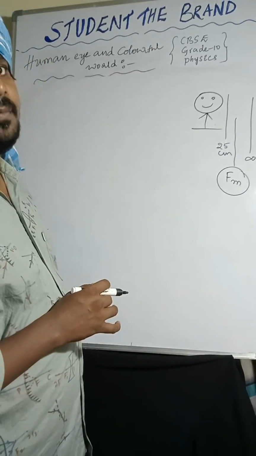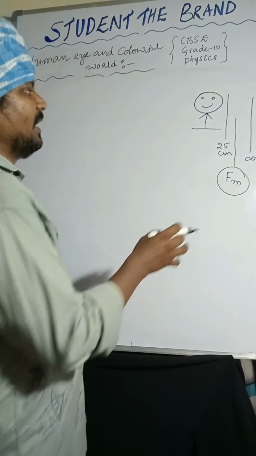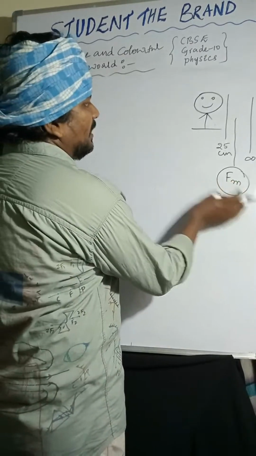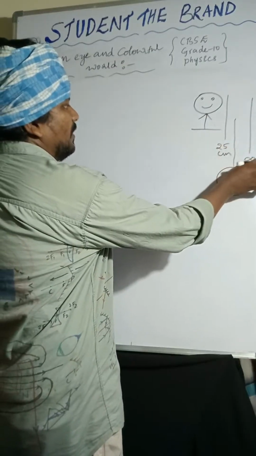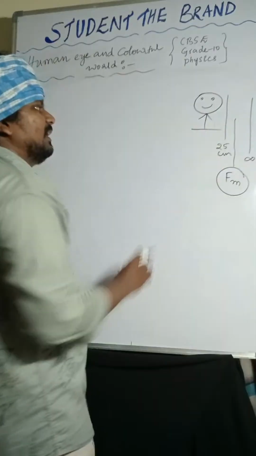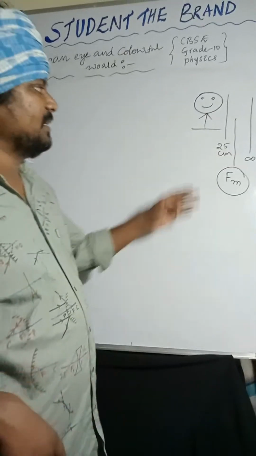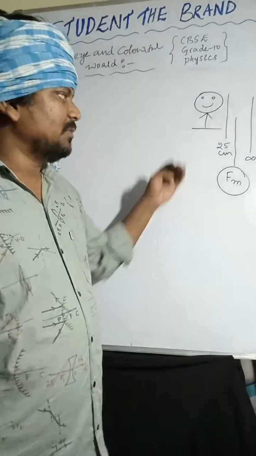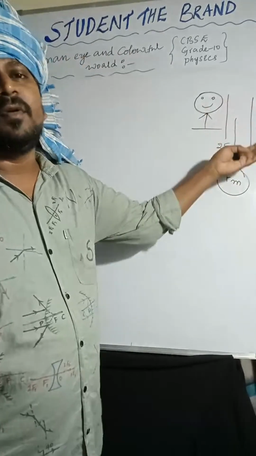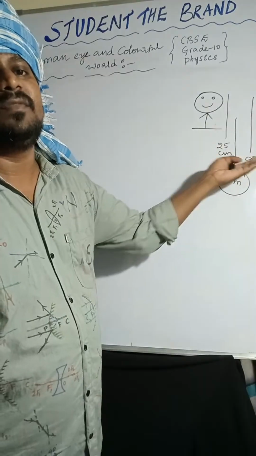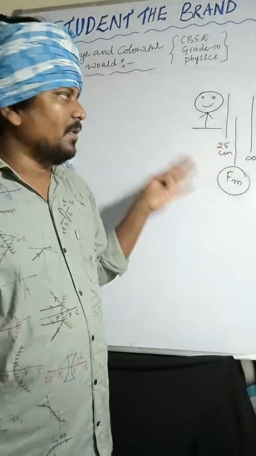The far point of the myopic eye: if the light rays are coming from this point, he can see. So this is the near point and this is the far point. The person can see clearly objects placed at 25 centimeter up to a certain limit, that is the far point. Until this one he can see. Beyond that point, at infinity, he can't see.